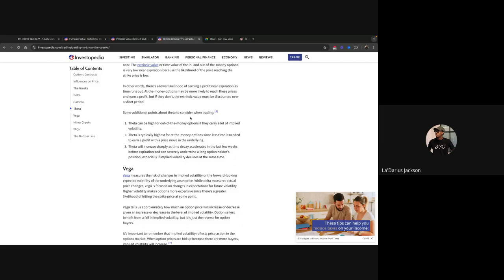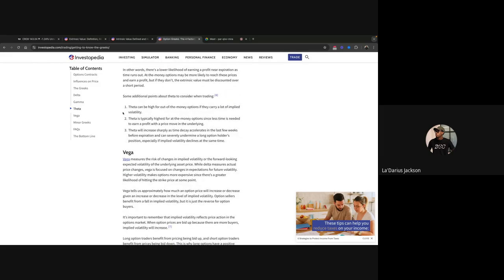All right, cool. Some additional points they have here. Theta can be high for out of the money options if they carry a lot of implied volatility. Cool. So yeah, out of the money options, theta is automatically going to be high. We talked about that, because the chance of the stock actually making profit, like actually becoming in the money, is less.